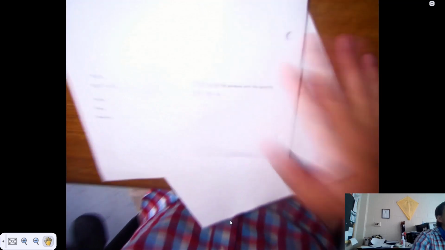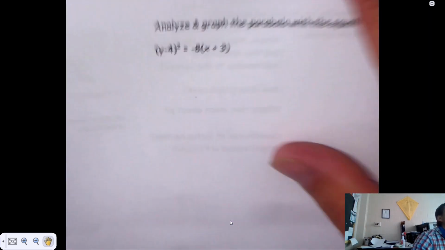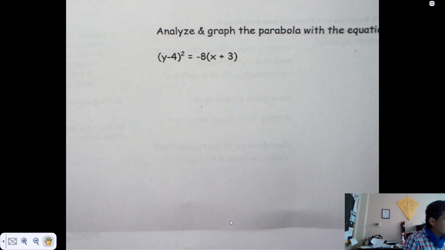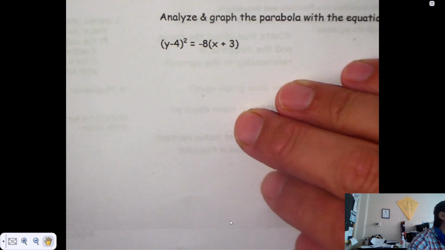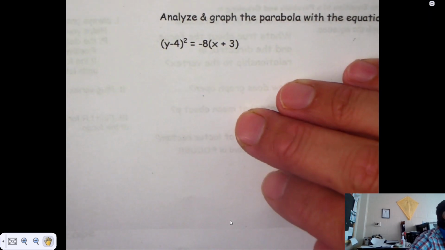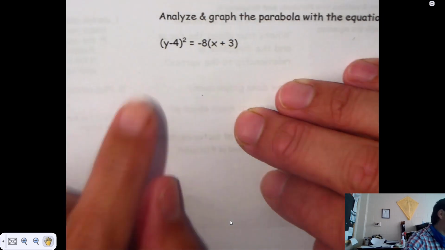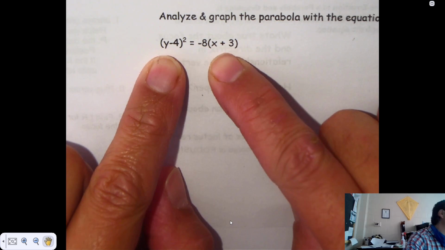Analyze and graph. Shouldn't be too bad. Lindsay, where's the vertex? You want to think about that a little longer? No. Pay attention. Y's, X's.